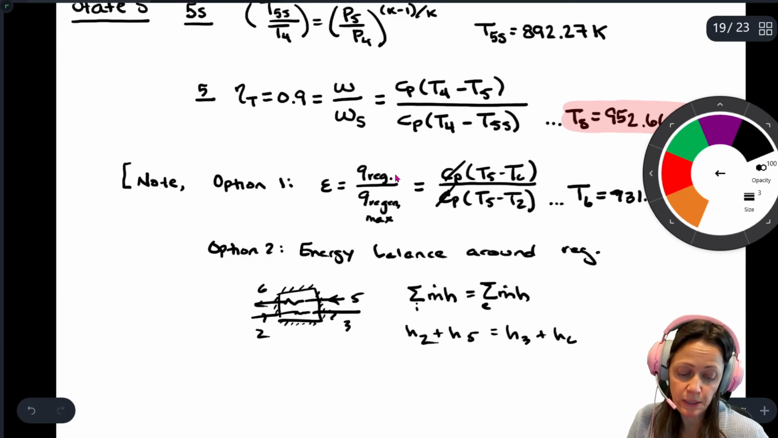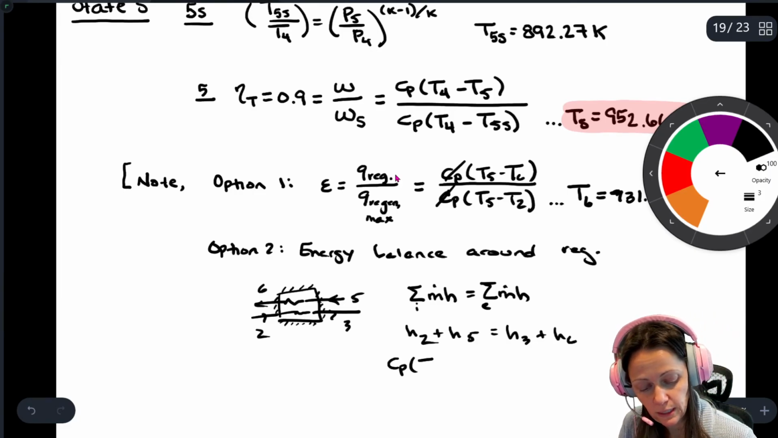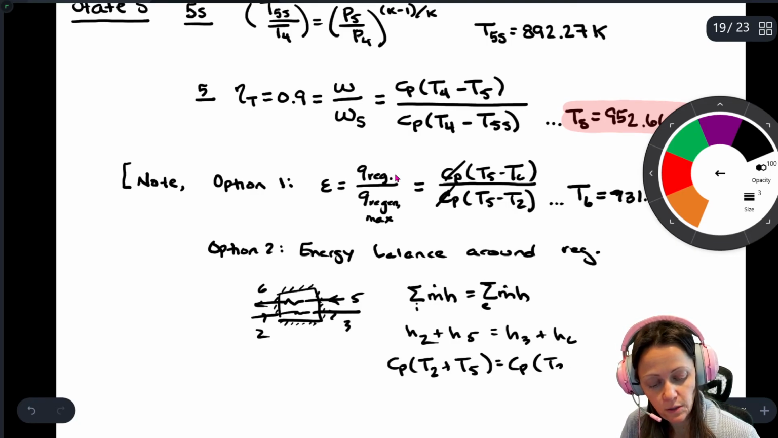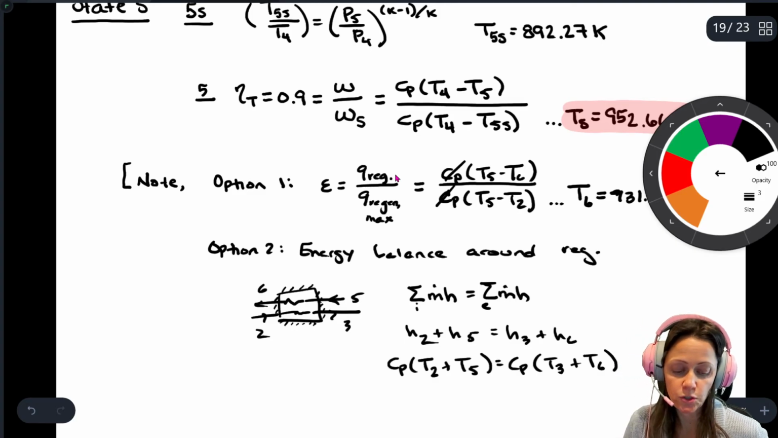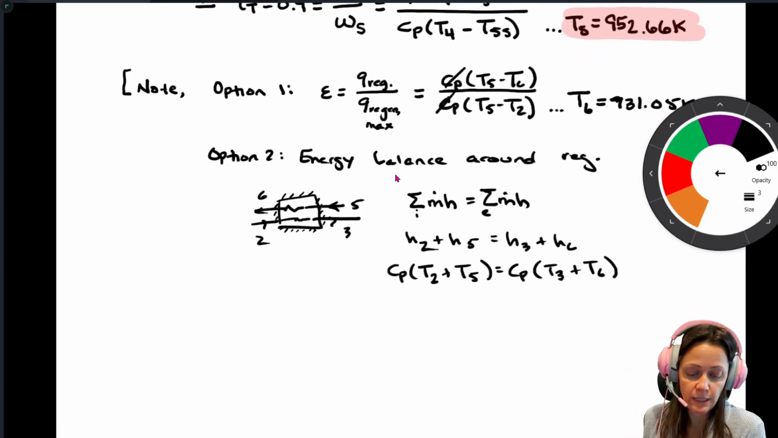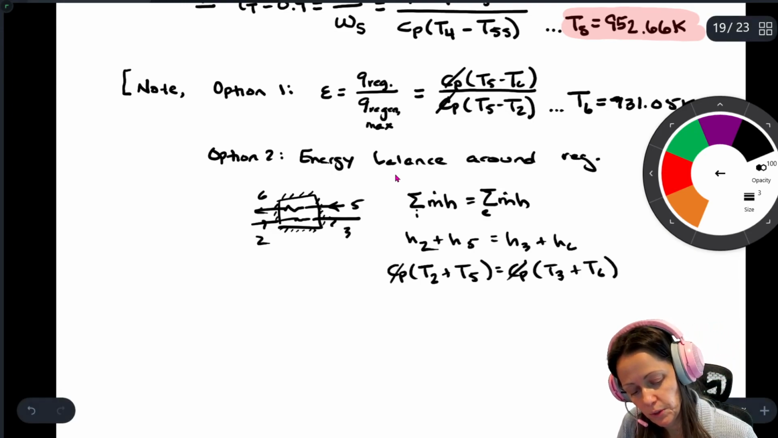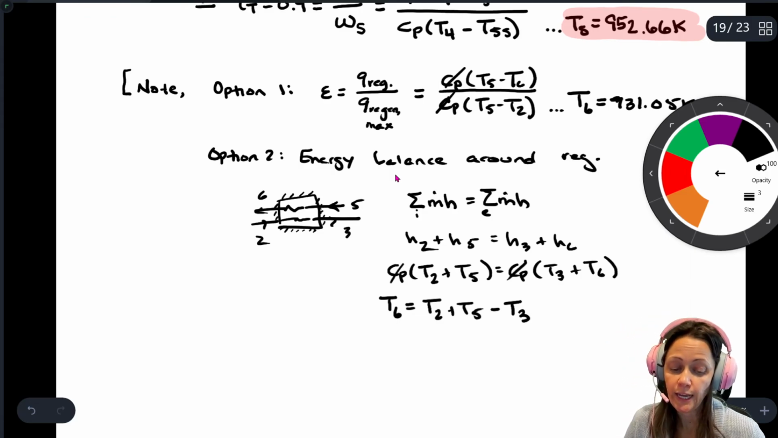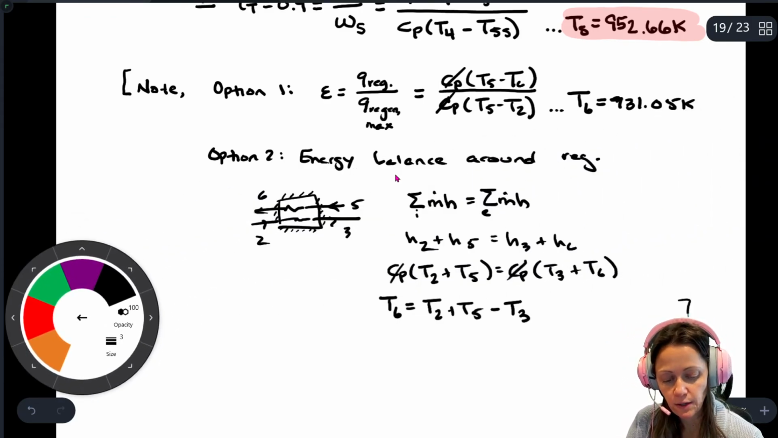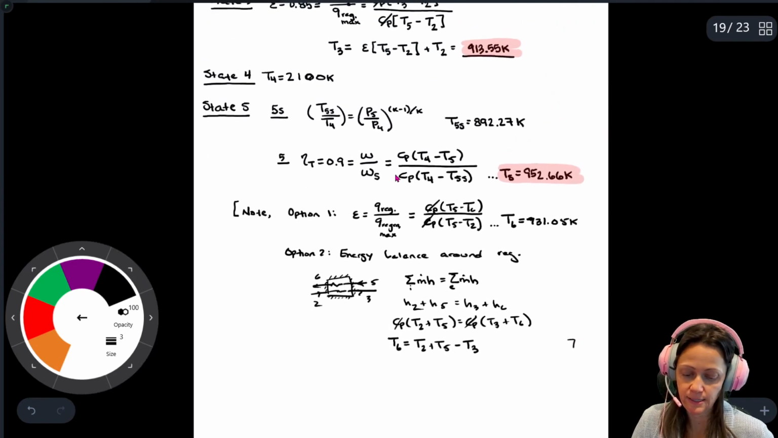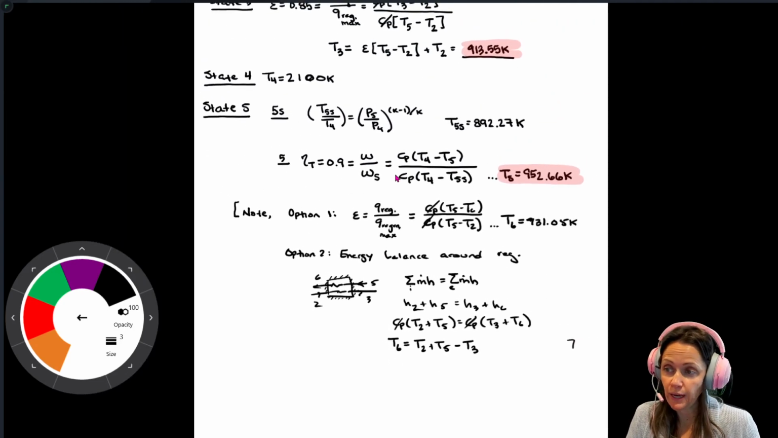Put this in terms of Cp delta T's, but either way, it's going to be Cp (T2 plus T5) equals Cp (T3 plus T6). If it bothers you that it's adding things, make it H2 minus H3 equals H6 minus H5, right? The relationship of that Cp delta T is still going to apply. And so T6 should be T2 plus T5 minus T3. And you should get the same thing. So you've got some options there. Like I said, it's not necessary. And from there, it's just a matter of plugging things in.